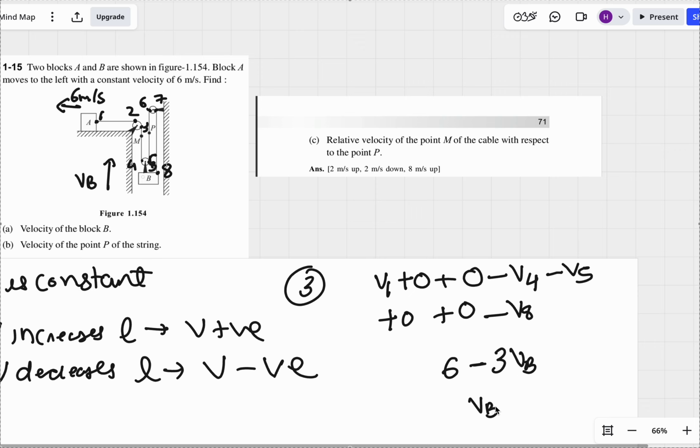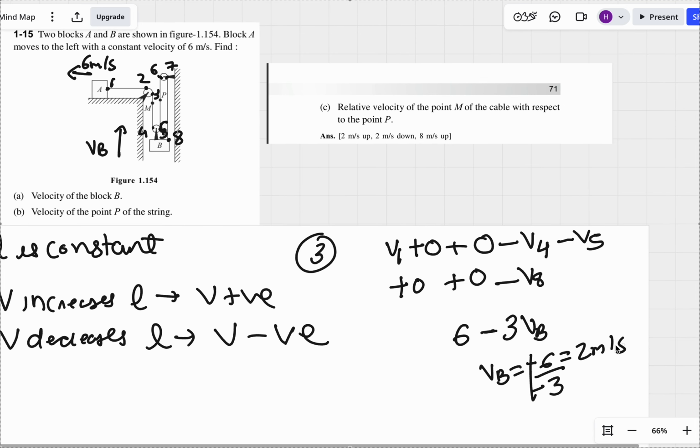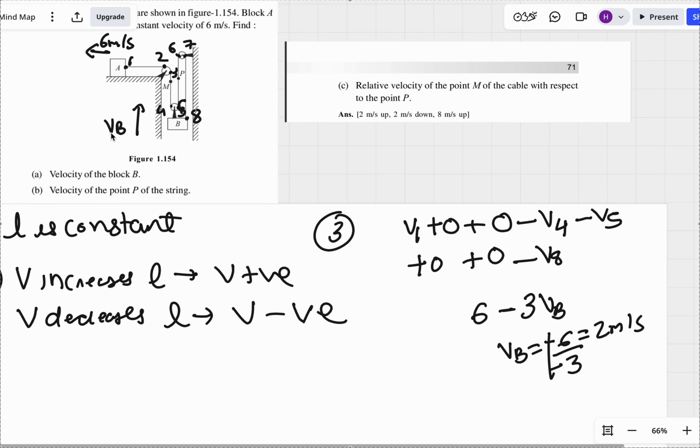So what is VB? VB is equal to minus 6 by minus 3, which is 2 meters per second. So we are right in the assumption that VB is upwards, because we got a positive sign here. So VB is going upwards. The first answer we have got is 2 meters per second upwards. This matches the answer.